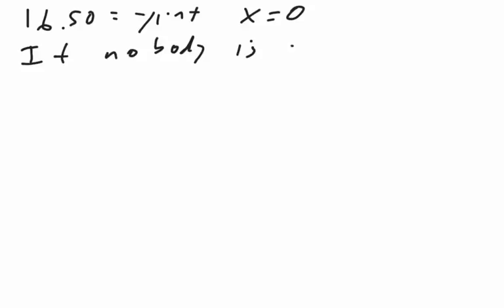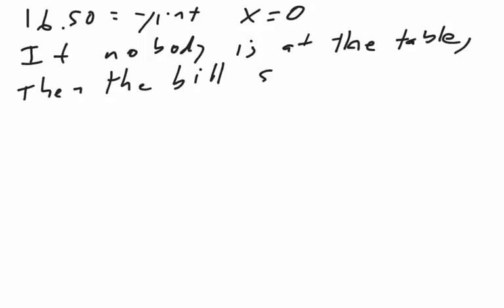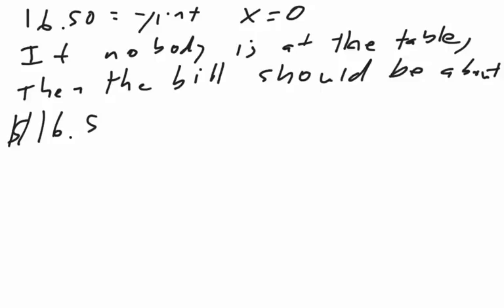So 16.50 equals the y-intercept, which means that x equals 0. In context, that means if nobody is at the table, then the bill should be about $16.50. Which makes absolutely no sense, because if no one's at the table, then there shouldn't be a bill.